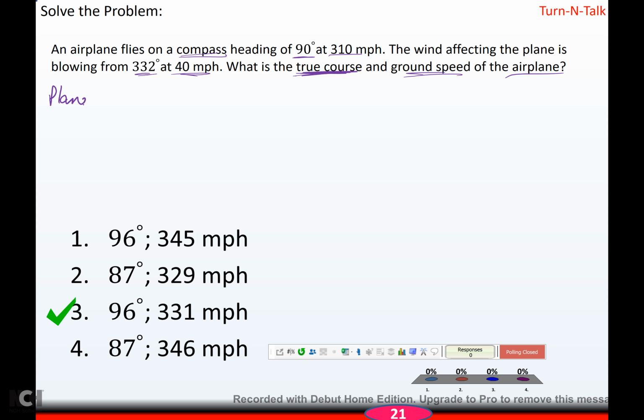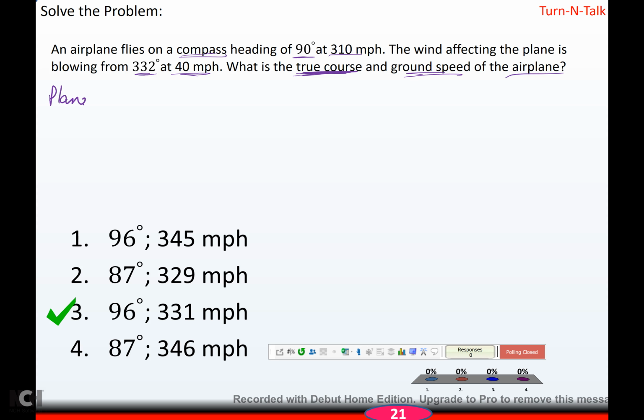My wind has a bearing of 332. So it's nice. If it's coming around here at 332, that would leave 28 left. So if I measure this from 0, that would be from north. I'm going to measure from 0, which would be 90 plus 28. So it has a direction angle of 118, and it has a magnitude of 40.